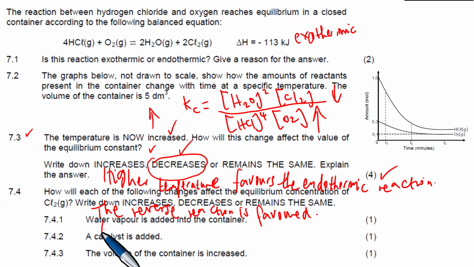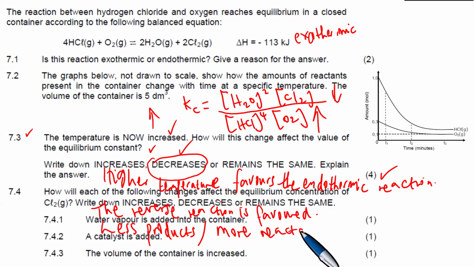Less products. They're going to be less products or more reactants. Yeah, that's what we said. So the reactants will be more because now this favors the reverse reaction. So there are more reactants and there are less products. That's a point. The reverse reaction is favored.